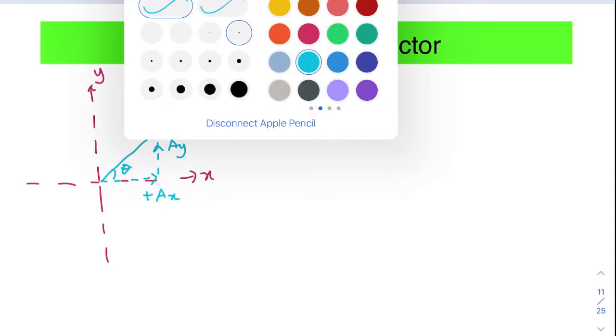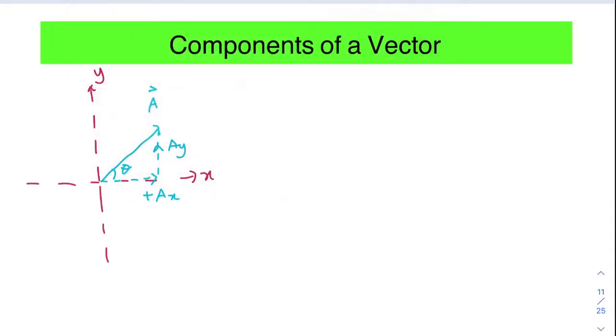Let's say you have another vector, vector C, at a certain angle here. So where is Cx? Somewhere here. Positive or negative? Positive. Why is it positive? Because it's pointing to the positive x direction.